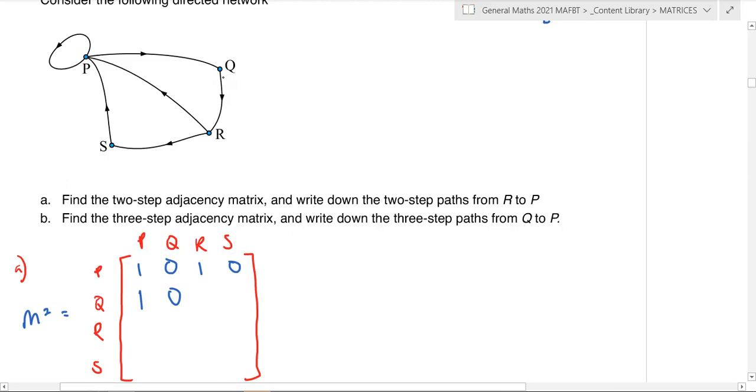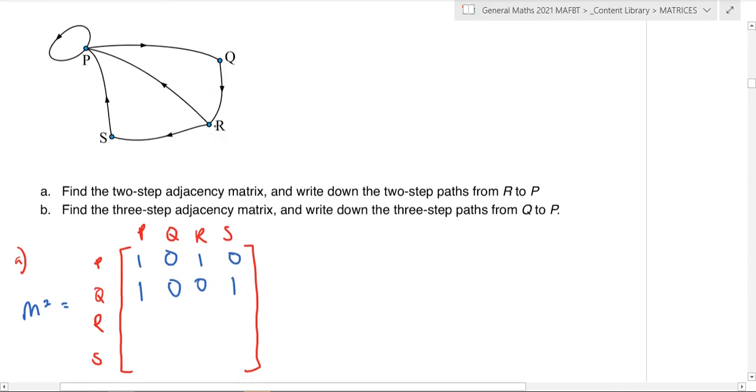Q to R, well, I have one step, but remember, I have to take two steps, cross two edges. So technically, if I'm going Q to R already, that's 1, and then I can go to S, or I can go to P, but I haven't ended up at R. So technically, from Q to R, there's 0. Okay, Q to S, this should have one, because I can go from Q to R, and R to S, that's two steps, 1, 2. So there's one two-step path from Q to S. I don't think there's any other one for that.